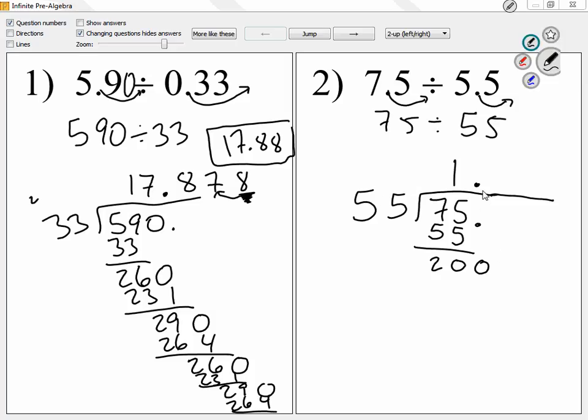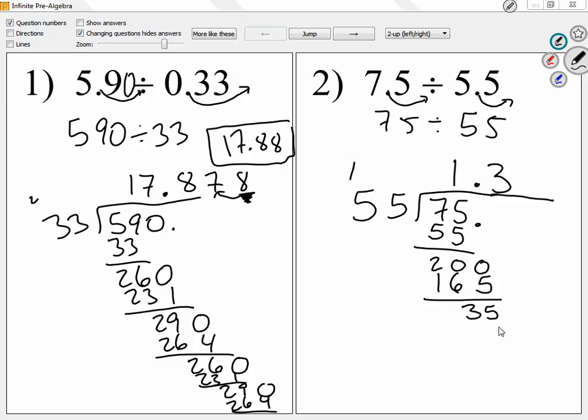55 into 200. Let me try it 3 times. 3 times 5 is 15. Carry the 1. 3 times the other 5 is 15, plus the 1 that I was carrying, 16. 200 minus 165. We know how to subtract. I'm going to get 35. Remember, I have infinitely many zeros. 55 into 350. Let me try it 6 times. 6 times 5 is 30, so carry the 3. 6 times the other 5 is 30, plus the 3 that I was carrying is 33.